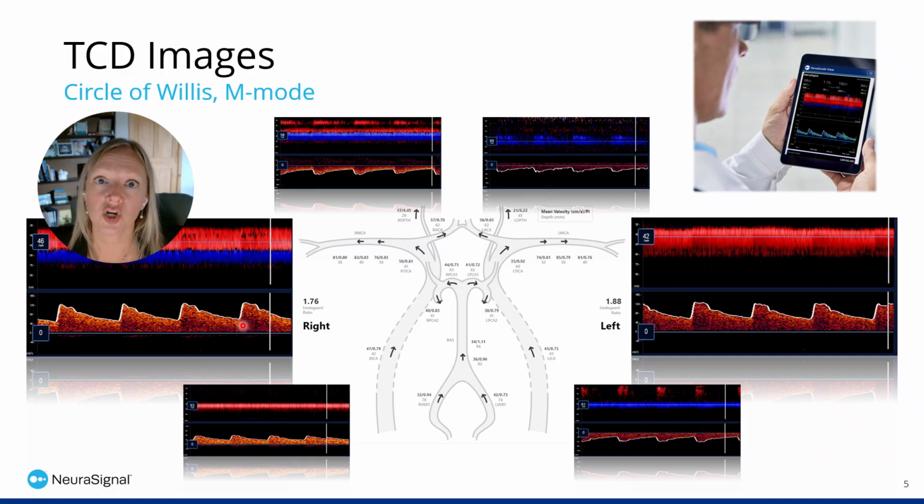We will change our depth along this M mode band to isolate the different vessels that we're looking at. And the spectrogram will be above the baseline for blood flow coming towards the probe and below the baseline for blood flow that's going away from the probe. So here you'll see is our MCA and here is our ACA. ACA on the other side, MCA on the other side, and here is our PCA 1 segment and PCA 2 segment.